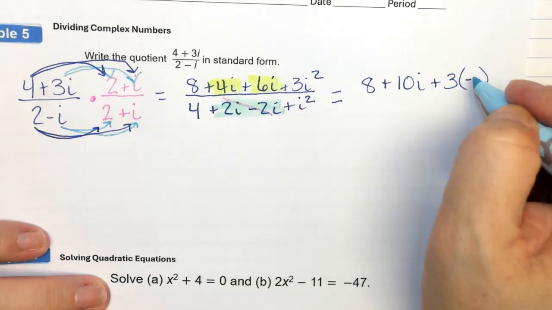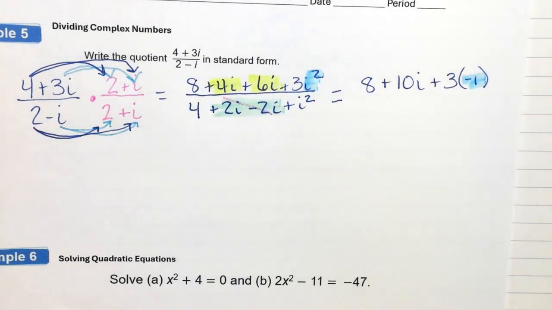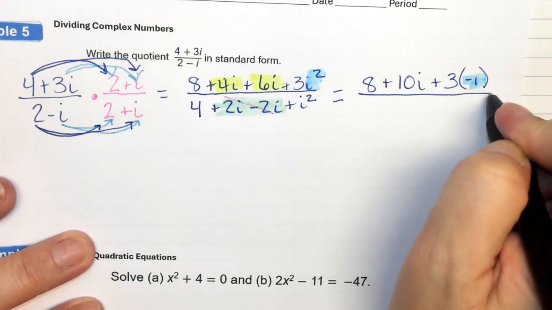I don't know if this will show a different color. Yeah, it kind of does. So i squared equals negative 1. So just in case you need reference, where did that come from? All right, so that's our numerator. Now we're going to simplify our denominator.